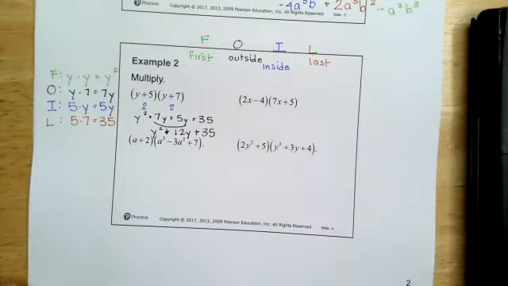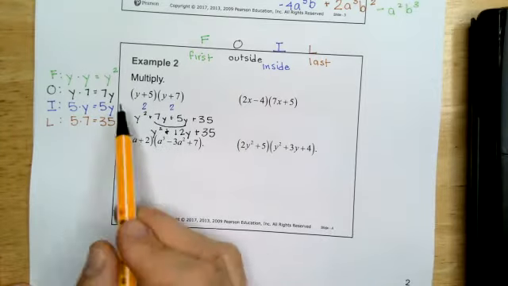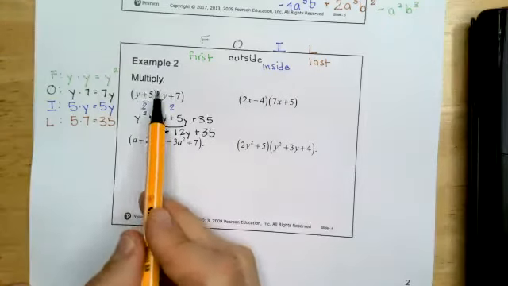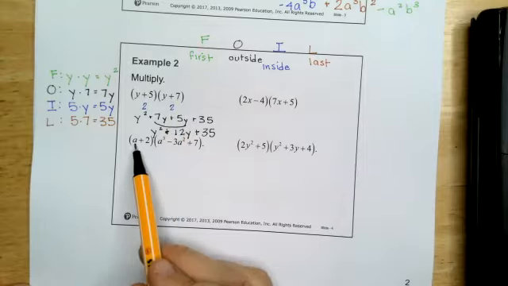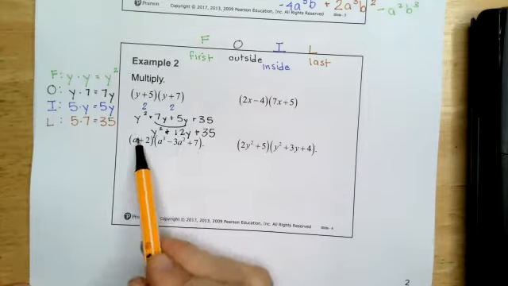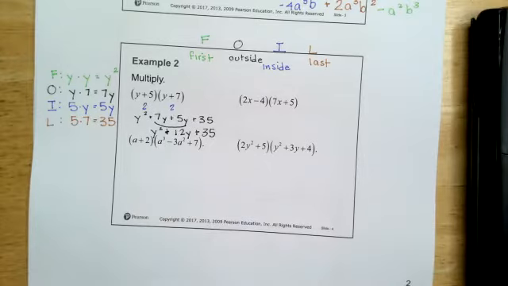Good. All right, and so you can do that with this one and this one here. So here you're doing first, outside, inside, last. Here we're going to have to do 1, 2, 3, and then take that second term and do 1, 2, 3. Okay. But here we can still FOIL it.